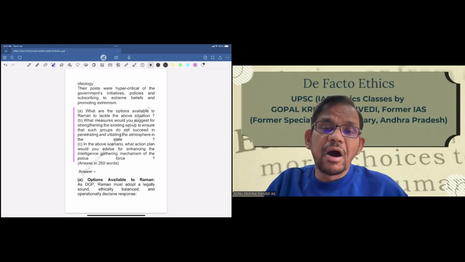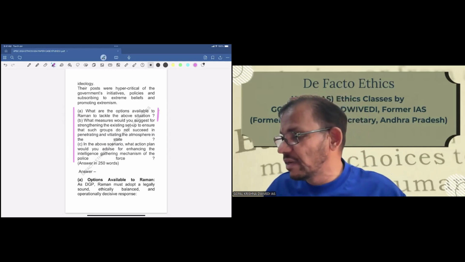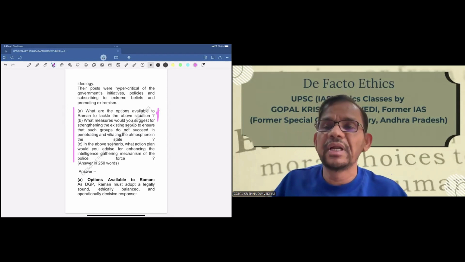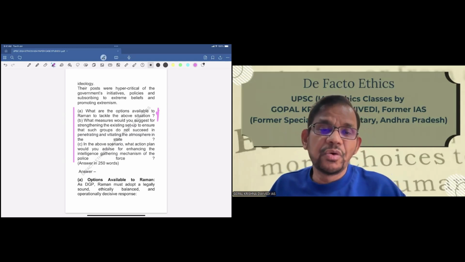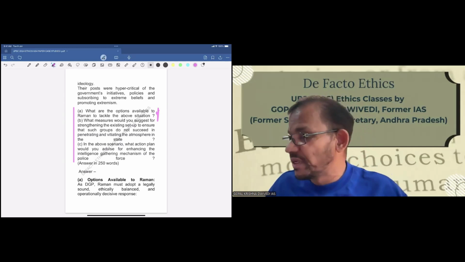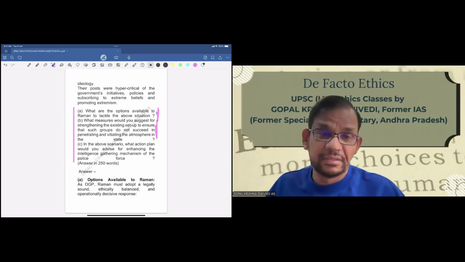What are the options available to Raman to tackle the above situation? So first question itself is, what are the options available? So you have to tell what are the options available, what he will do now. Second, what measures would you suggest for strengthening the existing setup to ensure that such groups do not succeed in penetrating and vitiating the atmosphere in the state? So basically, second is what action you will take.